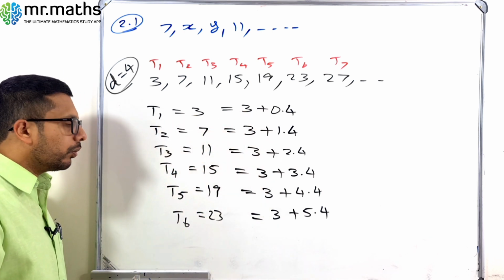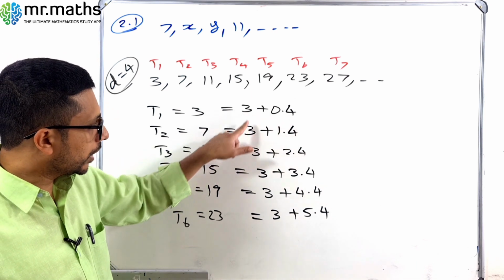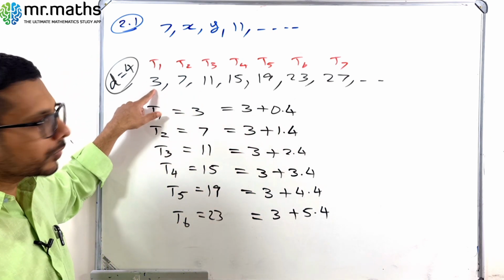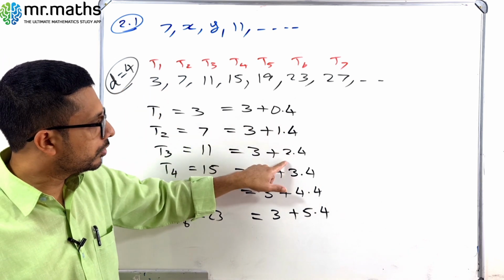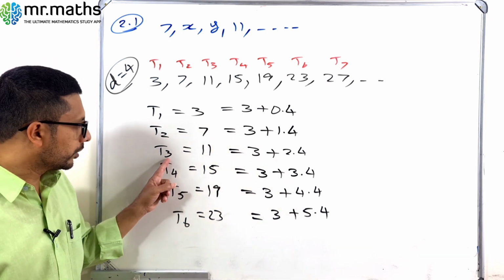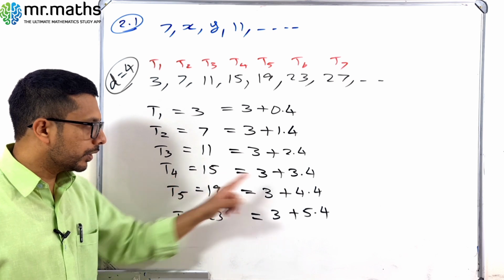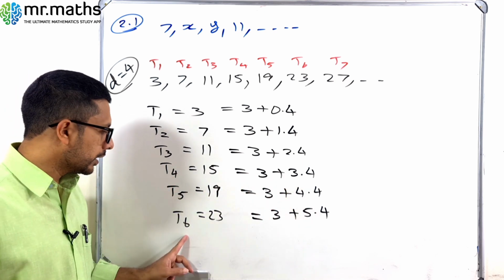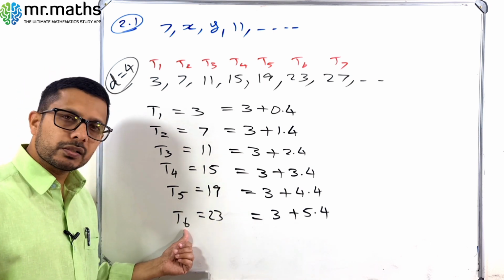Now what you can observe from here: this 3, 3, 3, 3, 3, can you see that? That is the first term. Can you see the first term is 3? And what are these 0, 1, 2, 3, 4, 5? How can you identify them? Look, for example, for the third term here I wrote 2. Fourth term, here I wrote 3. Fifth term, here I wrote 4. Sixth term, here I wrote 5. You understand? It is 1 less than the term number.